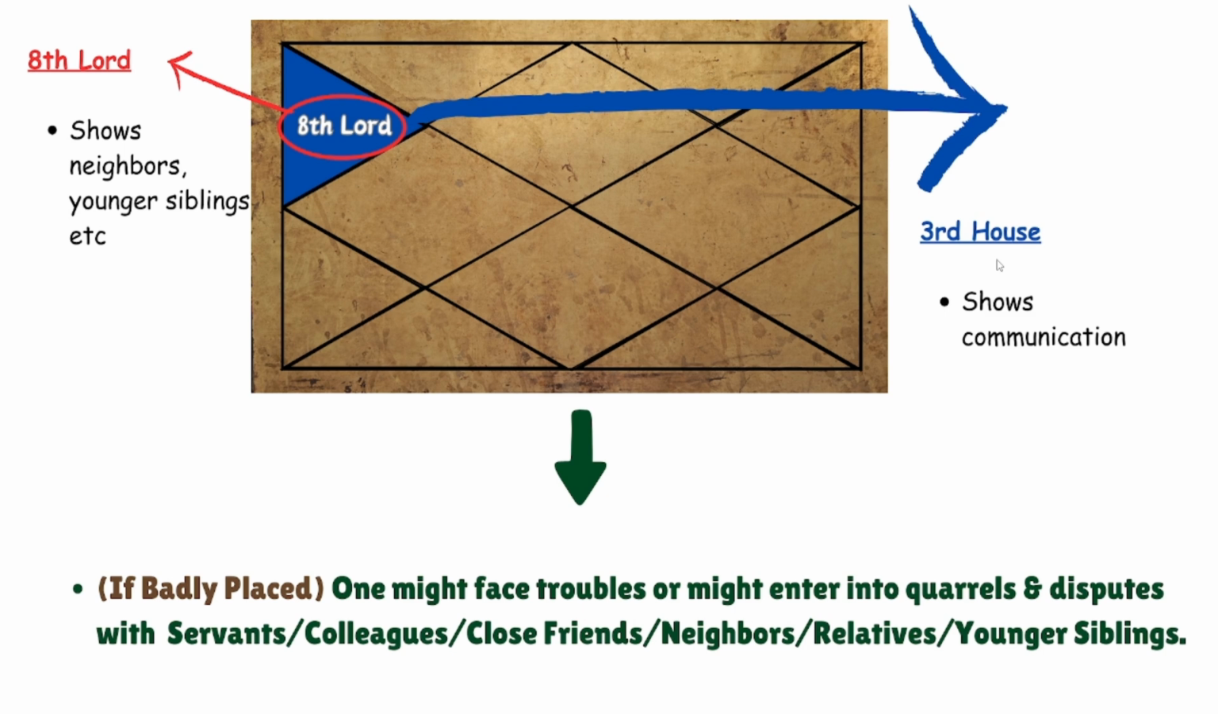Now, eighth lord shows your neighbors, your younger siblings, and third house is a house of communication. So, if this is badly placed, then one might face troubles or might enter into quarrels and disputes either with your colleagues, your servants, your close friends, neighbors, relatives, younger siblings. So eighth lord is definitely going to try to put various negative circumstances in one's life, which will lead to quarrels with any of the set of people mentioned here.